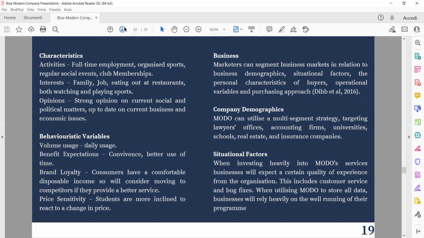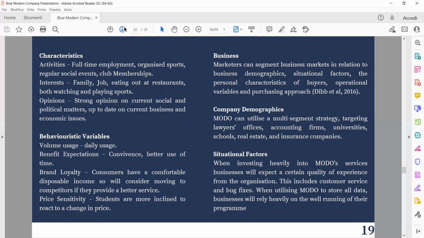When it comes to brand loyalty, consumers who have a comfortable disposable income would consider moving to competitors if they provide a better service, whereas students are more inclined to react to a change in price. We also looked at business markets. Business markets can be segmented in relation to business demographics, situational factors, the personal characteristics of buyers, operational variables, and purchasing approach. As seen on the screen, we have given a detailed breakdown of these demographics.